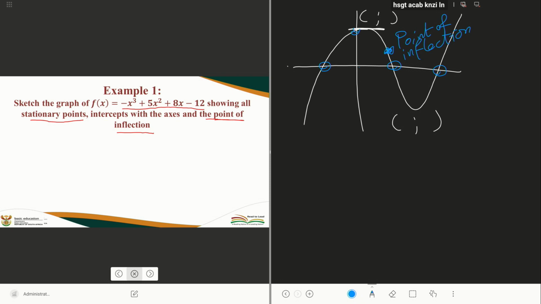Okay, so what do we have there? We have a function. Let me write it there to save it.